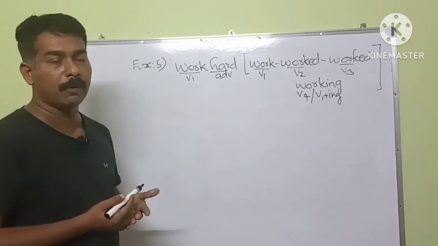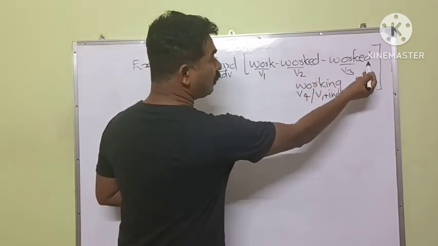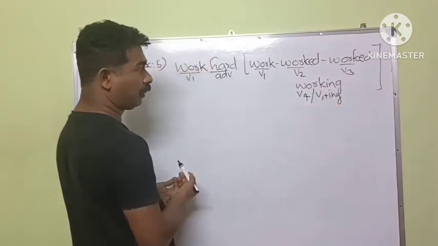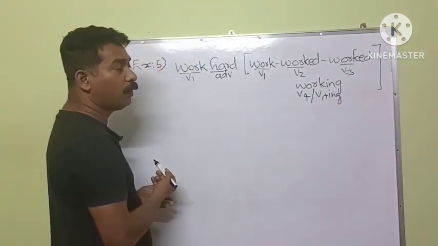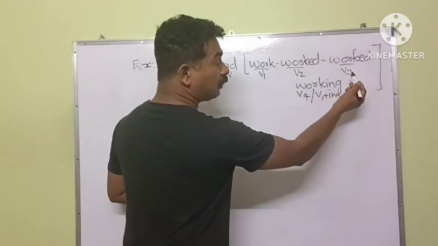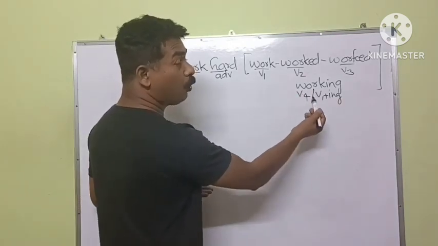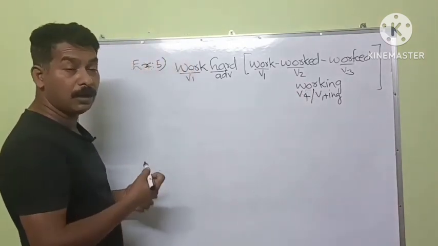Example number 5, work hard. Work is the first form of the verb. Work, worked, worked, working. Worked is the second form of the verb. Worked is the third form of the verb. Working is V4 form or V1 plus ing form of the verb.